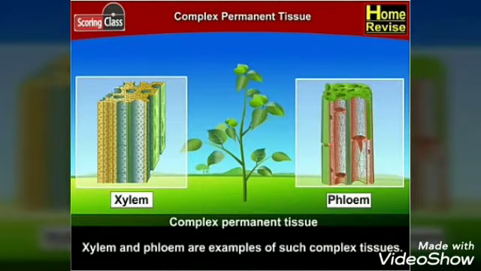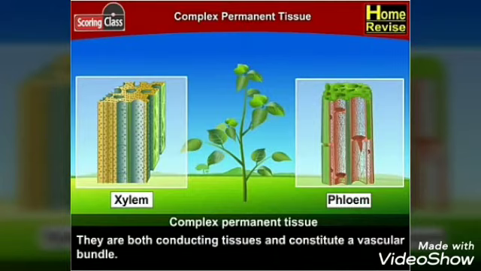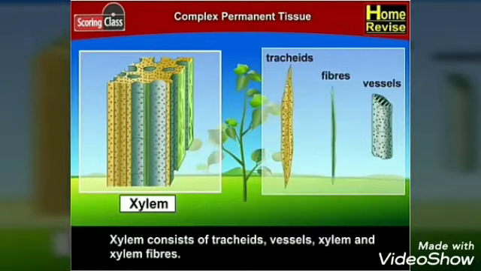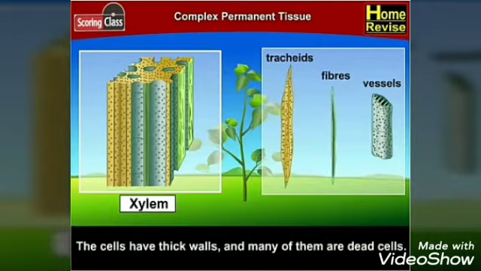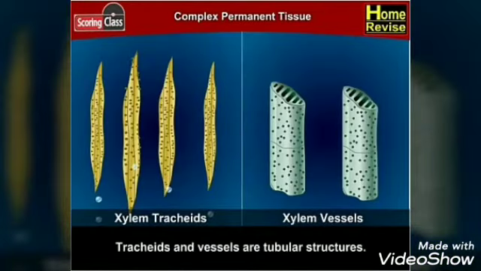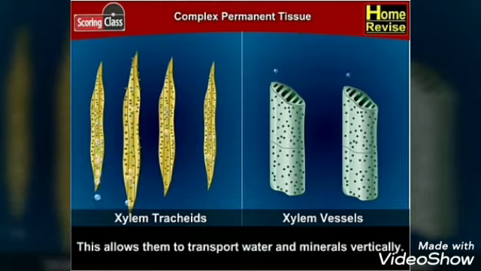Xylem and phloem are examples of such complex tissues. They are both conducting tissues and constitute a vascular bundle. Xylem consists of tracheids, vessels, xylem parenchyma and xylem fibers. The cells have thick walls and many of them are dead cells. Tracheids and vessels are tubular structures. This allows them to transport water and minerals vertically.